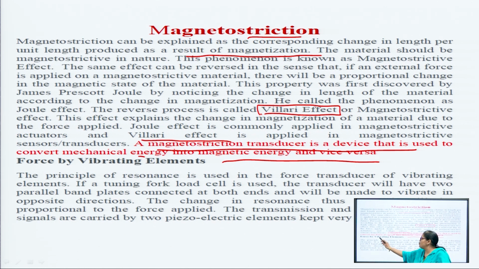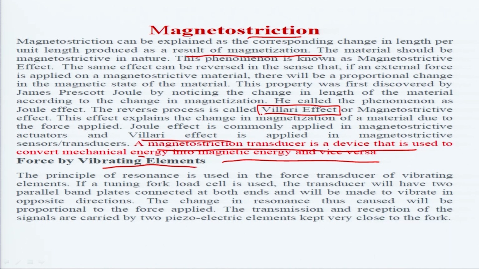And the next is force measurement by a vibrating element. Sometimes motors or vibration sensors are used, or there is a rotor, so how can we measure that force? At that time we consider resonance. This is important in force transducers that use a vibrating element. For example, a tuning fork load cell. Here you can see the strain gauge load cell; we have discussed the hydraulic load cell for the measurement of force, and here we consider the tuning fork load cell.